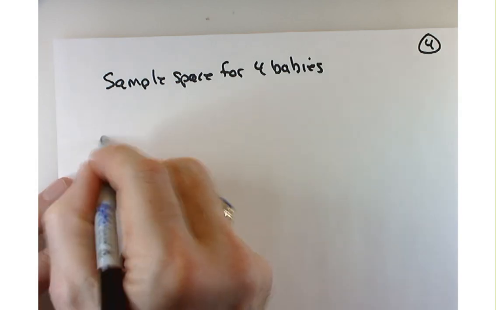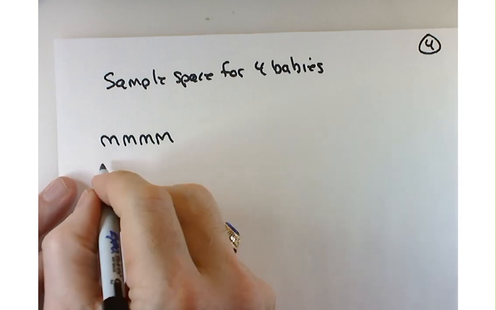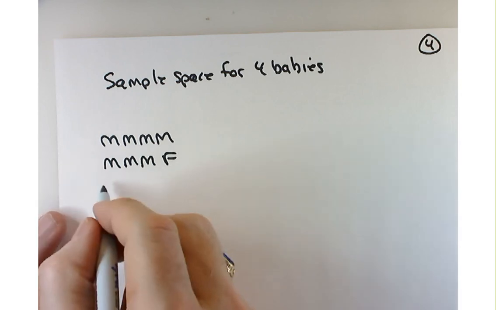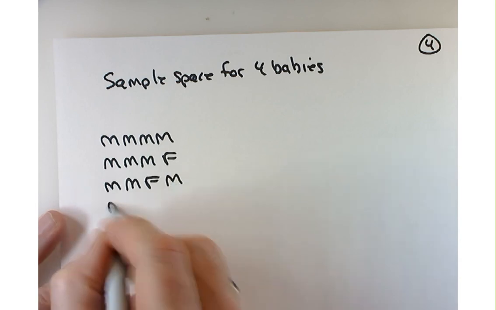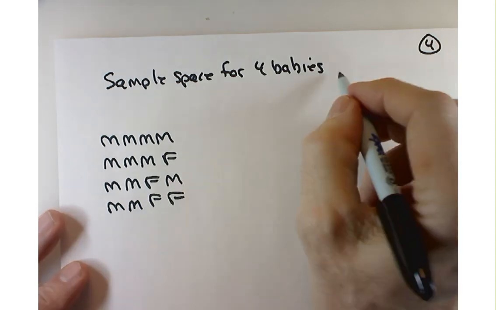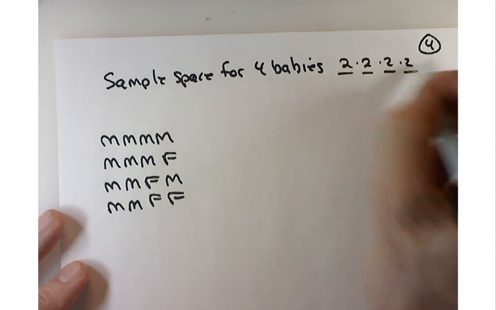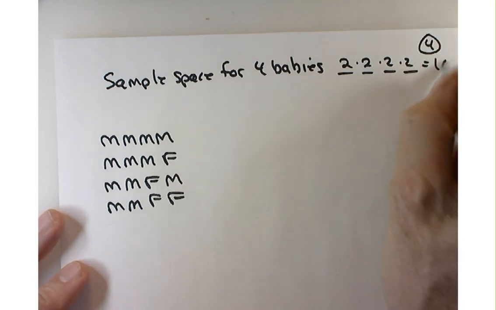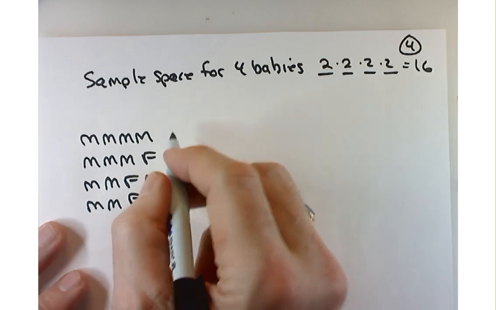So it'll be M, M, M, M. So 4 males. And then M, M, M, F, for 3 males and 1 female. M, M, F, M. And M, M, F, F. So there's 4. Now overall I expect 2 times 2 times 2 times 2. 2 possibilities for the first kid, 2 for the second, 2 for the third, 2 for the fourth. I expect 16 points in my sample space. So I got a lot more work to do.